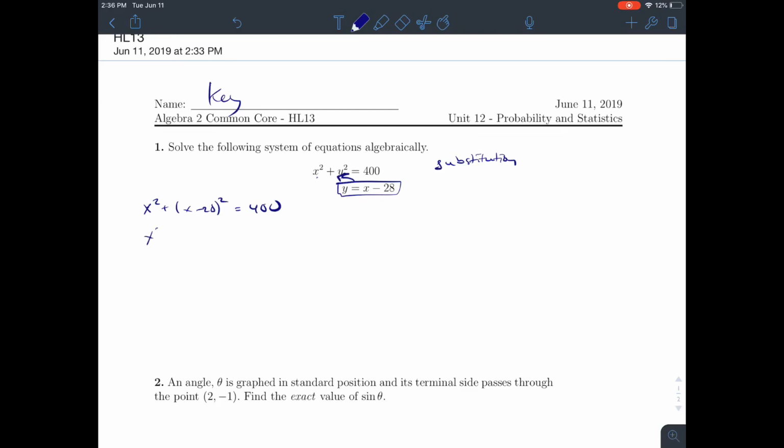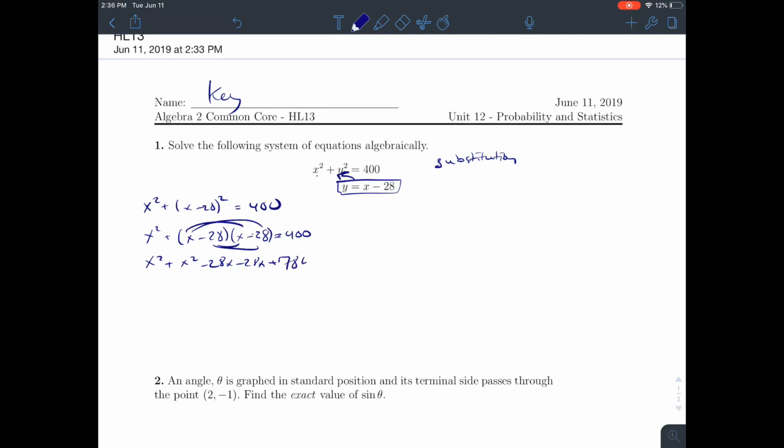Now, to simplify, we remember that when you have something squared, it's going to be that thing times itself. So you get x squared plus, to do this multiplication, we distribute: x squared minus 28x minus 28x plus, off to the side on my calculator, 28 squared is 784, all equals 400. Combining like terms gives us 2x squared minus 56x plus 784 equals 400.